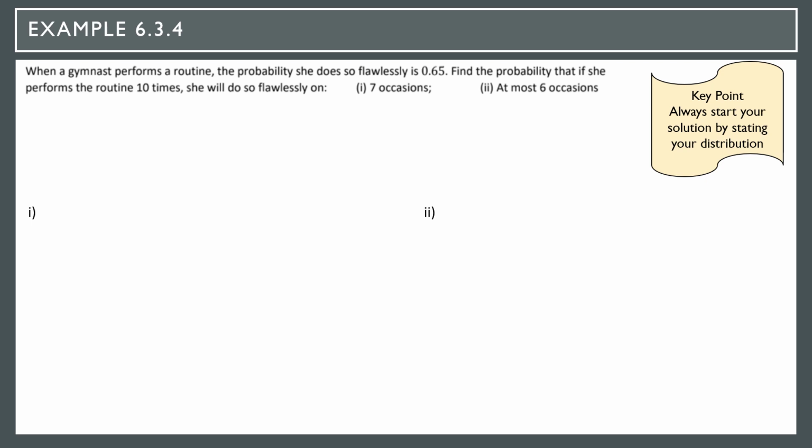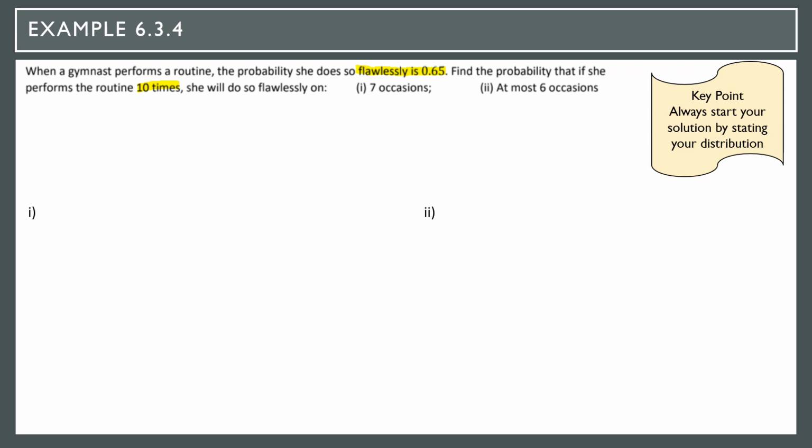So when a gymnast performs a routine, the probability that she does so flawlessly is 0.65. Find the probability that if she performs the routine 10 times, she will do so flawlessly on 7 occasions and at most 6 occasions. So here we are looking to model this scenario by the binomial distribution. If you haven't already considered how this meets the 4 required conditions of BINS, please can you briefly pause the video to do so.